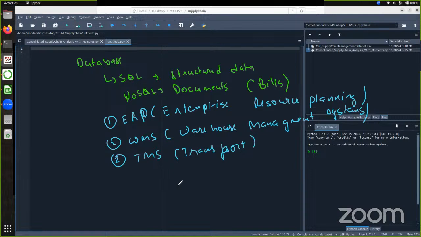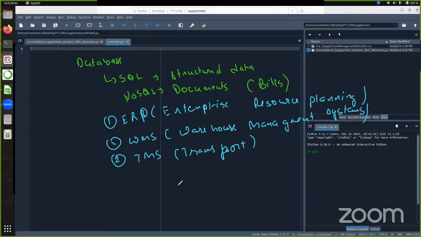Okay. Obviously, transport plays a major role. Movement of goods from one location to another is very important. So that is where TMS comes into the picture. You're going to look at the different shipping routes which are available, because a lot of times goods are shipped.